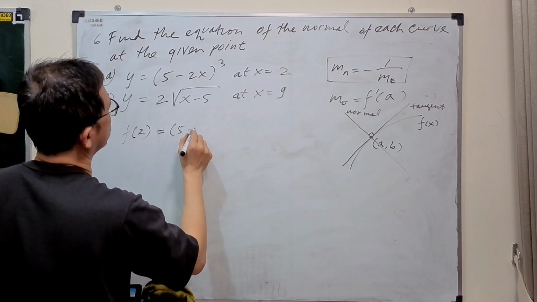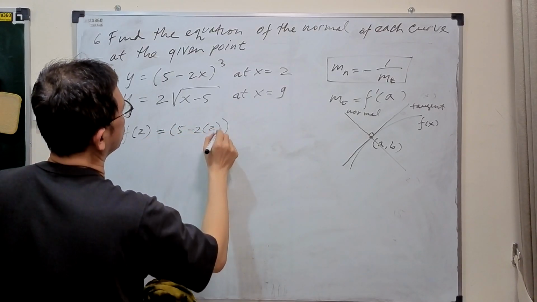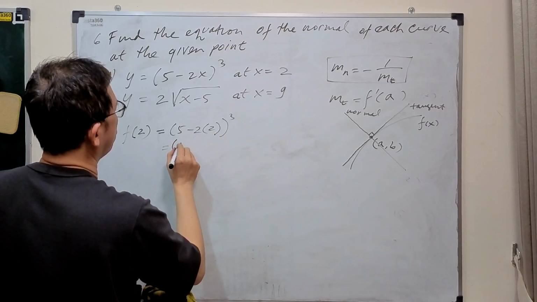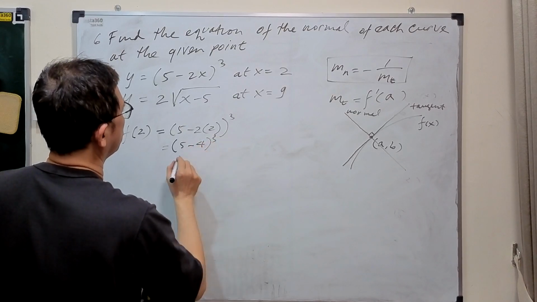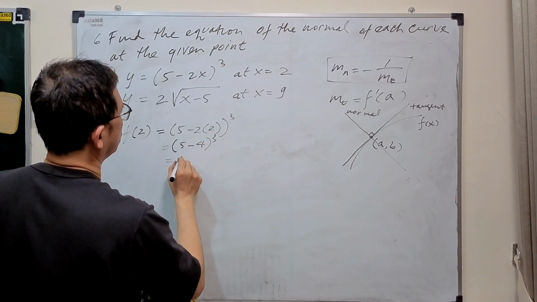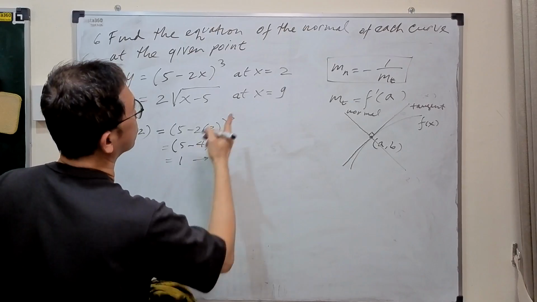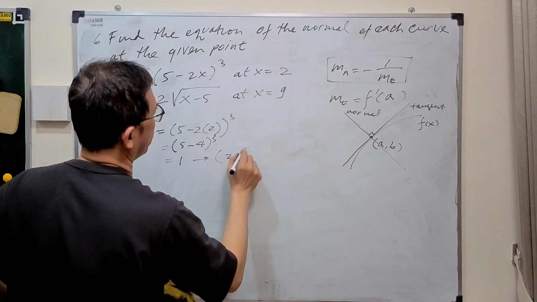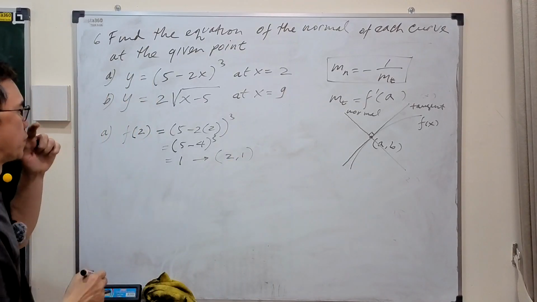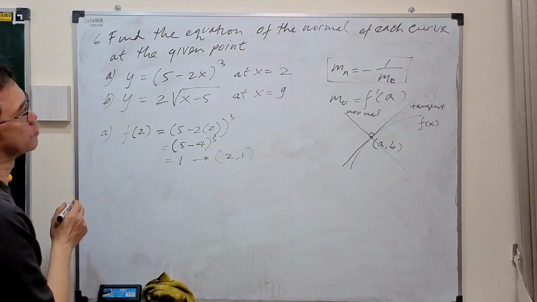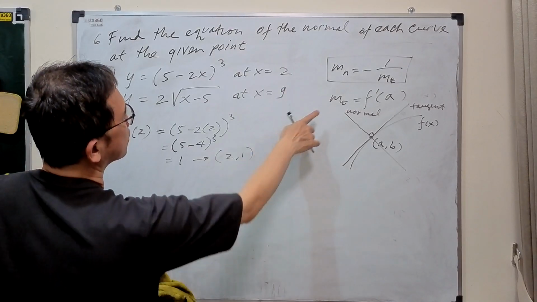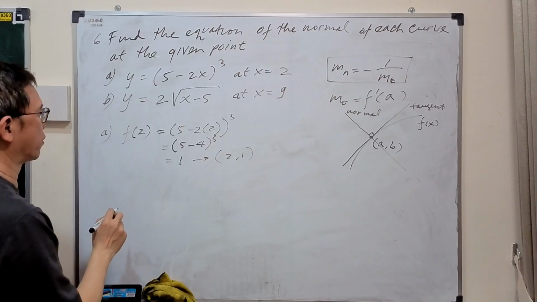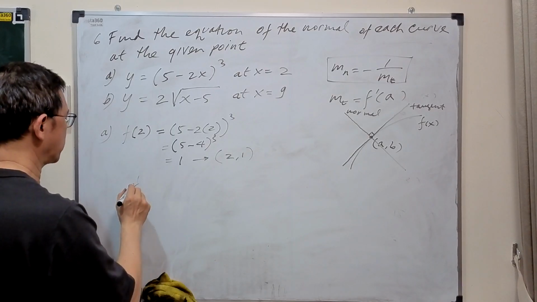5 minus 2 times 2 cubed. Then this will be 5 minus 4 cubed, equal to 1. So the tangential point, the given point, will be (2, 1). Then continue finding the gradient of the tangent first. Before you can find the gradient of the tangent, we have to find the derivative.